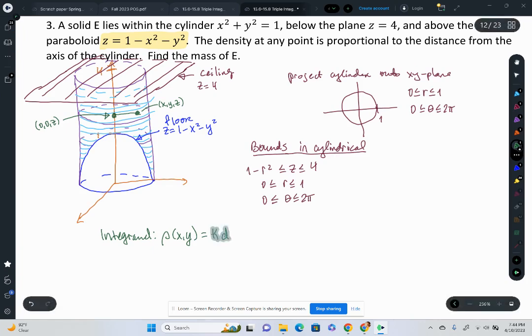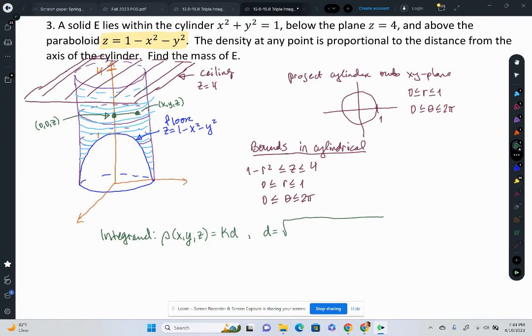So actually, let me fix this really quick. This should be our row of x, y, z, since we are in 3D, and then it's kd, where the distance is equal to the square root of, and then we're going to look at the difference in the x's, difference in the y's, difference in the z's, and let's see, I want to say, yeah, okay, that works.